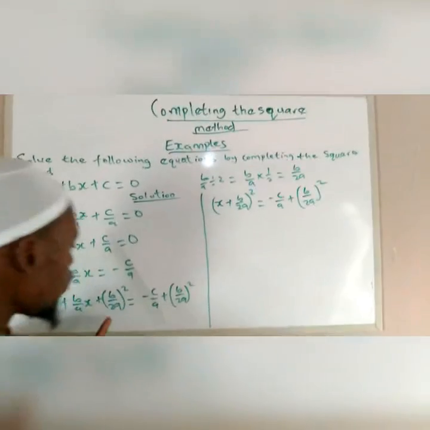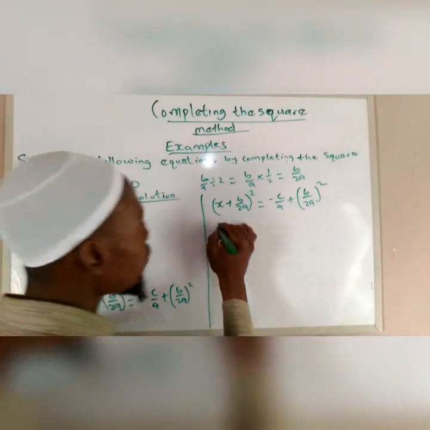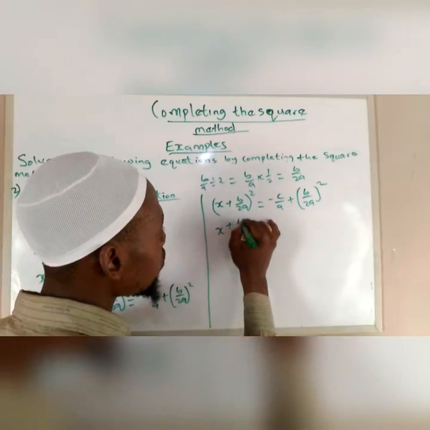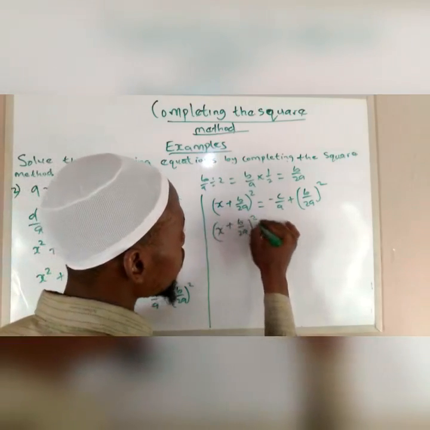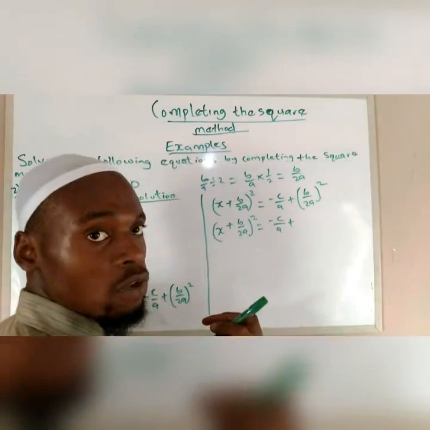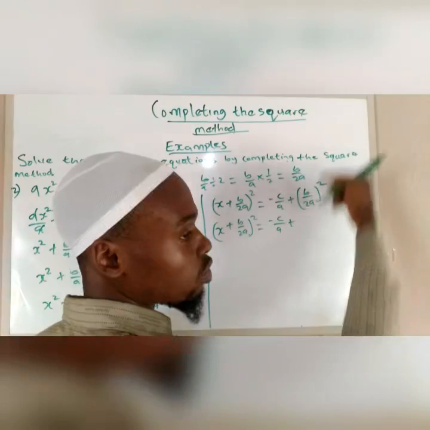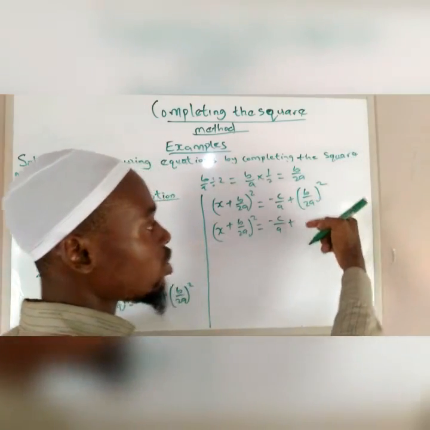See now that we did not evaluate the value of our b over 2a here. So here in the other side where the constant term is, we are going to evaluate the value of our b over 2a. But in the other side where we have x, the variables, we are not going to evaluate the value of b over 2a. So here we have x plus b over 2a all squared to be equal to minus c over a plus, just like we have done in the first question, when we have the square of a fraction, you square the numerator separately and you square the denominator separately.